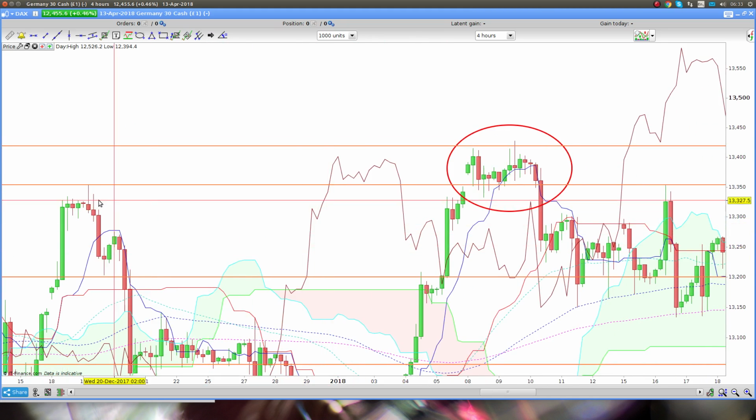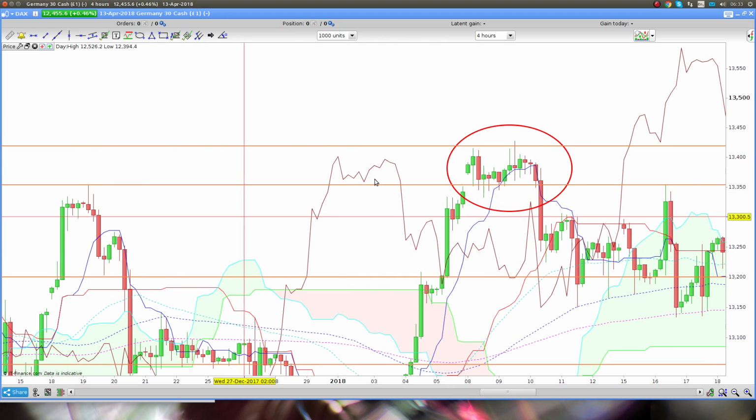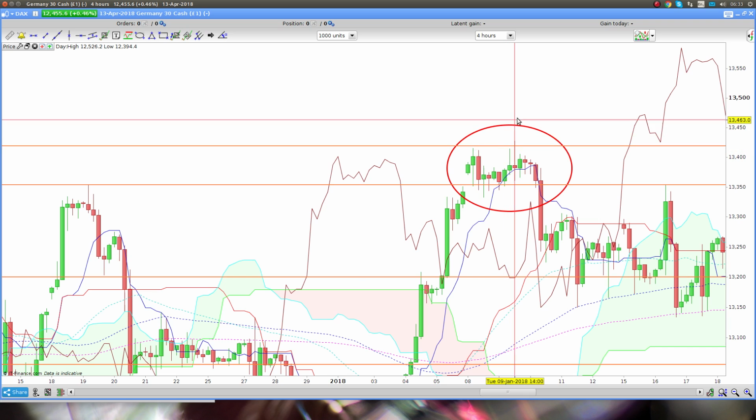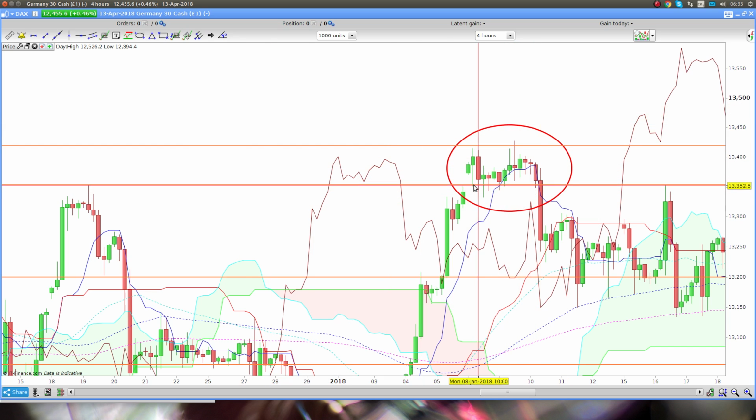Okay, but you can see how the bulls are using this to push price, to try and push it up to break this level. And there could be people with strategies that are buying here and selling here.